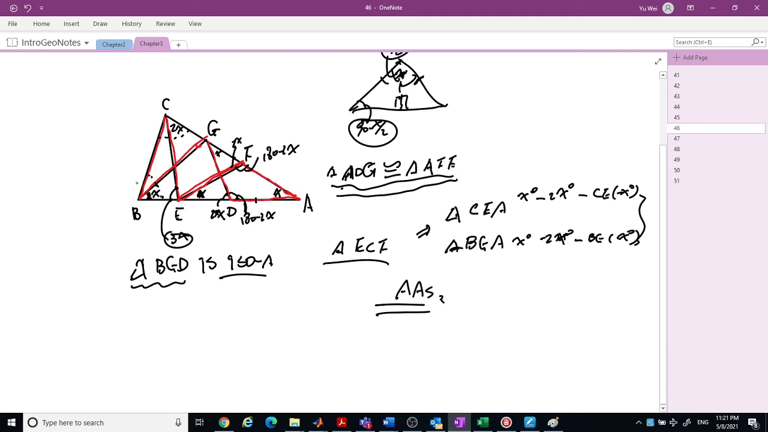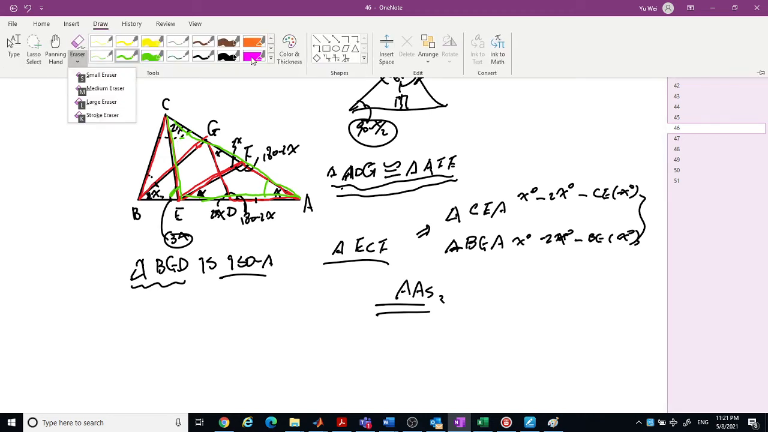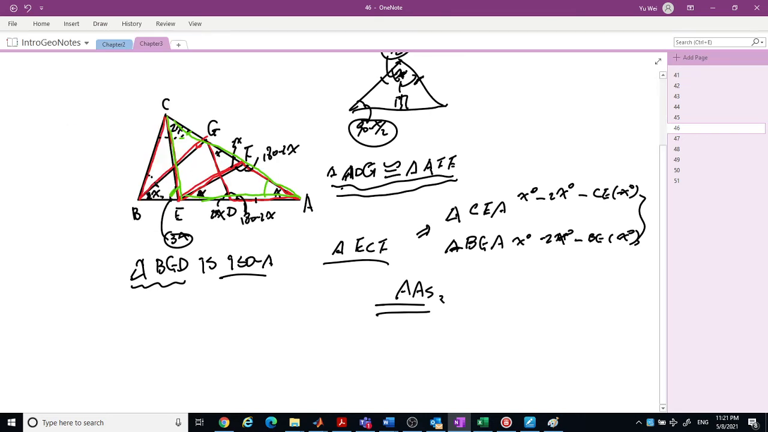CEB is also, let me draw it. So here you need to take a look at this triangle. This angle is equal to this one plus this one, right? That's 2x plus x is 3x. And because CBE is an isosceles triangle, this is also 3x. So this angle is x, this angle is x.